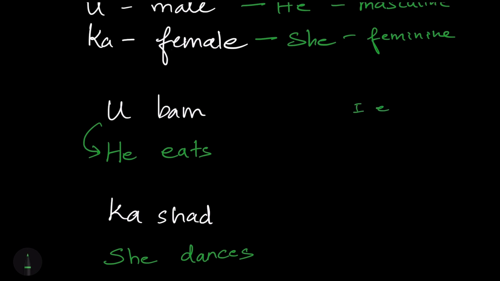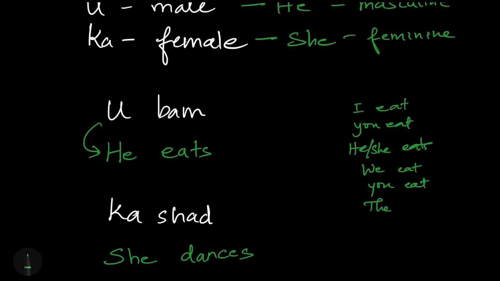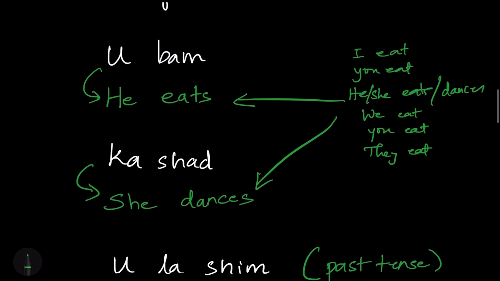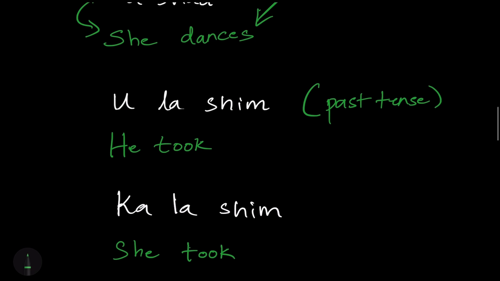In English, you know, I eat, you eat, he or she eats, we eat, you eat, and they eat. So we are referring to this. So U ba, he eats, or Ka shot, she dances. Ka refers to she and shot refers to dances. All right, simple.